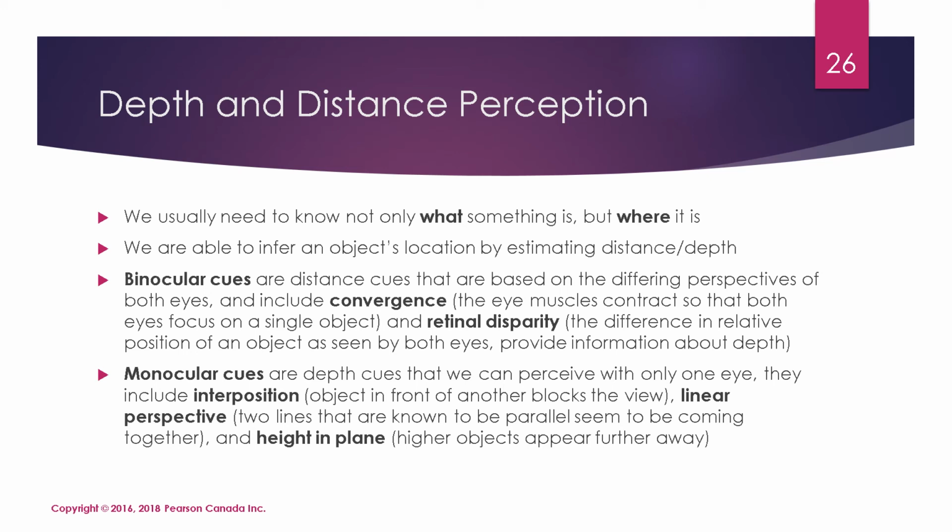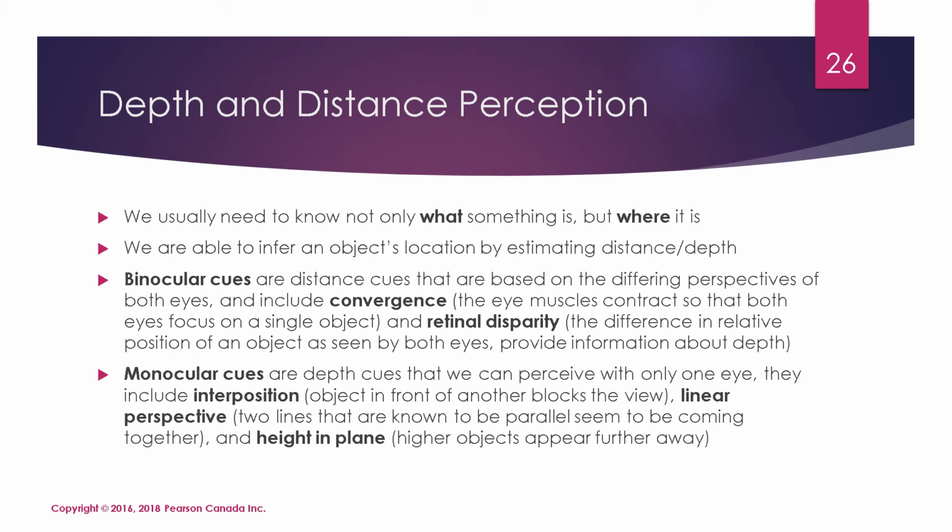So binocular cues rely on the use of both eyes. You can think of binoculars, if you've ever used binoculars, they are something that you look through with both eyes. And so basically, these cues give us an estimate of distance or depth, so how close or far something is from us, by using cues that rely on the use of both of your eyes.